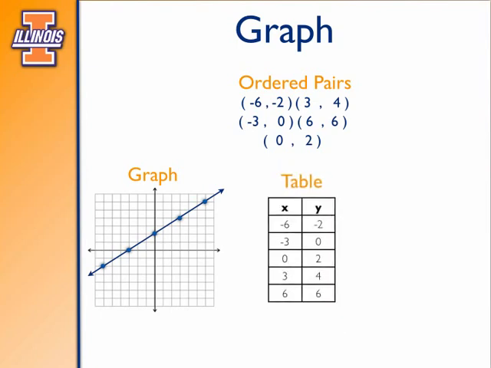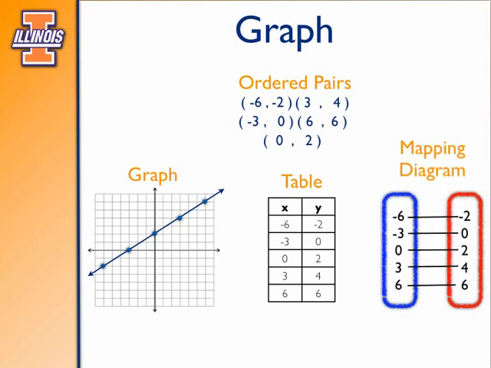Now I can create a table, and that's very easy. List out all my ordered pairs in x and y, done. And then I create my mapping diagram, list out all my x's on the left, my y's on the right, connect each ordered pair with a line.